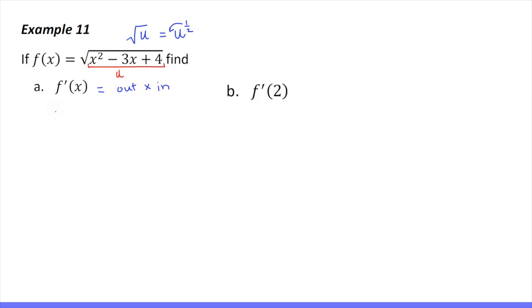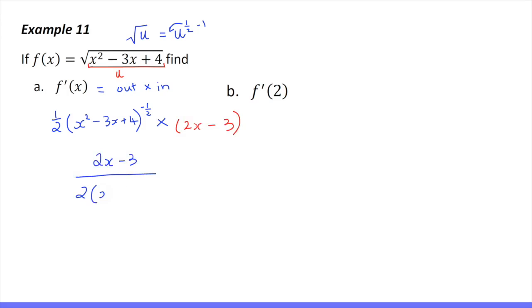Taking the half out the front, and then leaving the inside term as it is, x squared minus 3x plus 4, and subtracting 1 from the power, a half minus 1 is negative a half. Then I'm going to multiply all of that by the gradient of the inside. So that is going to be 2x minus 3. But it looks quite neat: 2x minus 3 on square root x squared minus 3x plus 4.